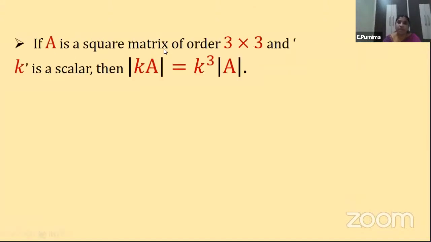Okay. Now here, one more important point is: if A is a square matrix of order 3 by 3 and k is a scalar, then determinant of kA is equal to k cubed times determinant of A. What is this here? Let me explain this. So what is our matrix, children?